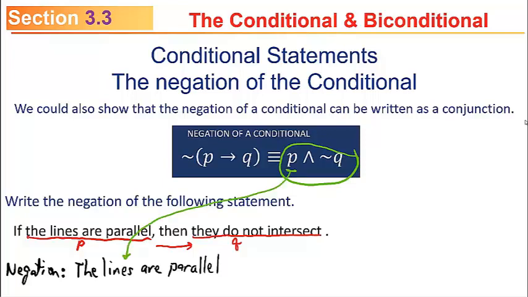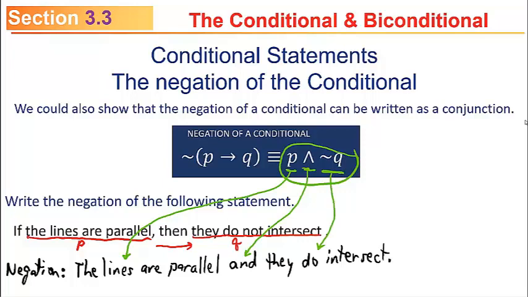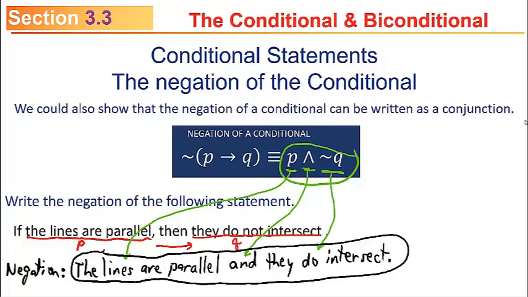The P is the lines are parallel. The conjunction is the and. Not Q would be, if Q is they do not intersect, then not Q would be they do intersect. So the negation of the original statement, if the lines are parallel, then they do not intersect, is the lines are parallel and they do intersect. And that's an example of the second of the special formulas that we were introducing right now.